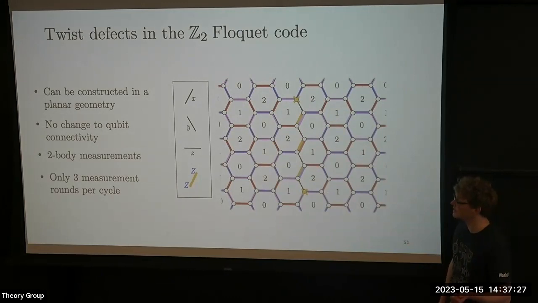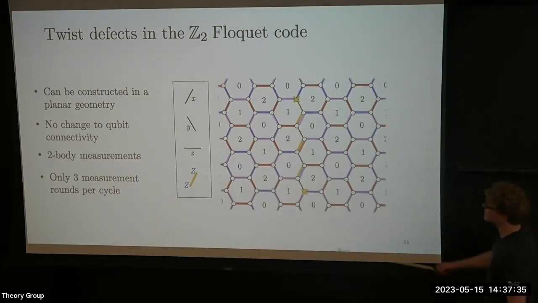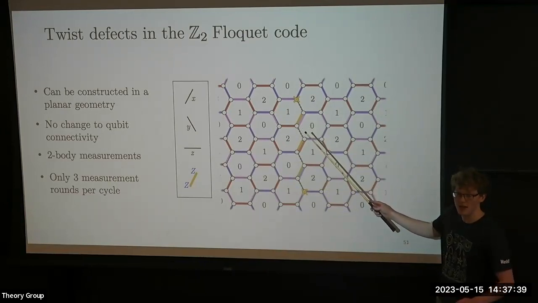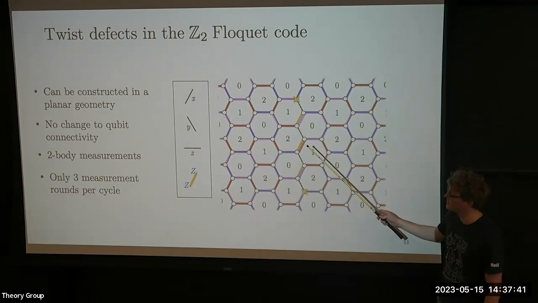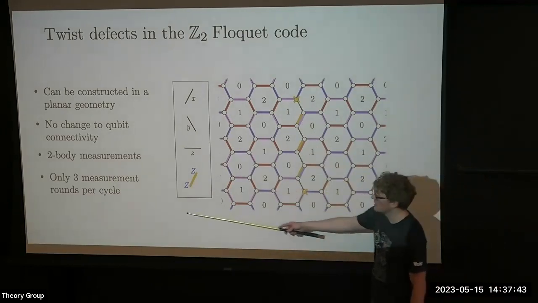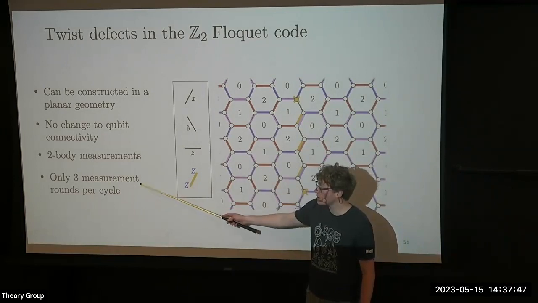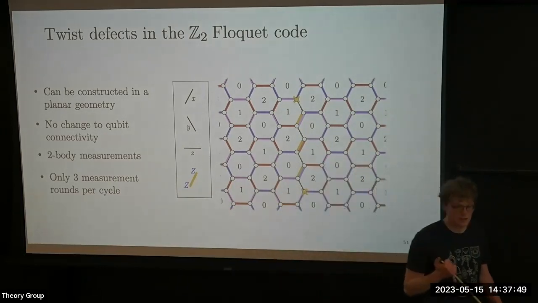So these twist defects can be constructed in a planar geometry. We don't have to change the connectivity of the qubits. We still maintain the fact that in order to do error correction, we only have to make two-body measurements. And in contrast to other planar realizations of the Floquet code, there are still only three measurement rounds per period.